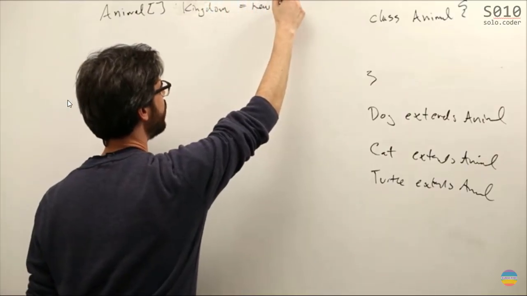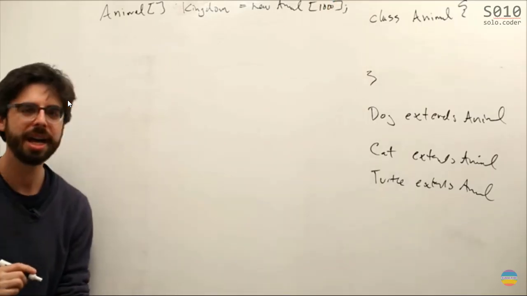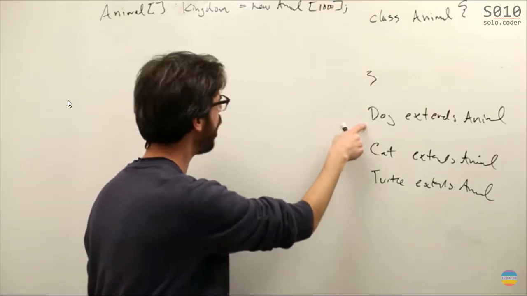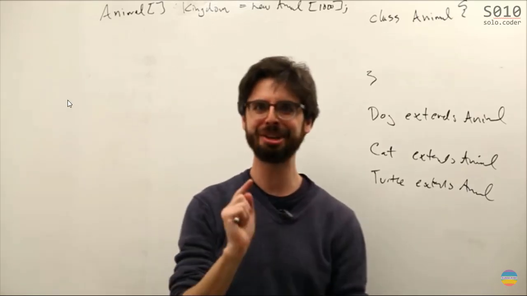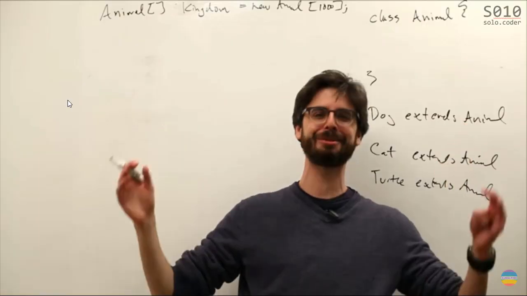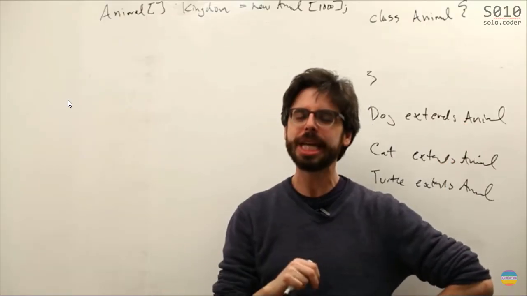Kingdom, which is a new animal array, and we're going to have 1,000 animals in it. I want to put dogs and cats and turtles into that array. Can I do that? The answer, of course, is yes, otherwise why would we be here? But just think back to, would that have been your first instinct?